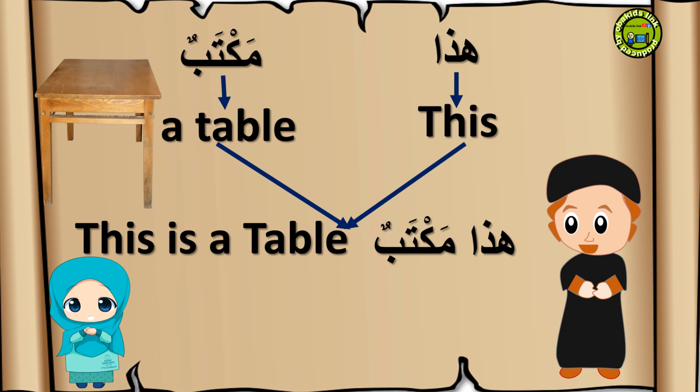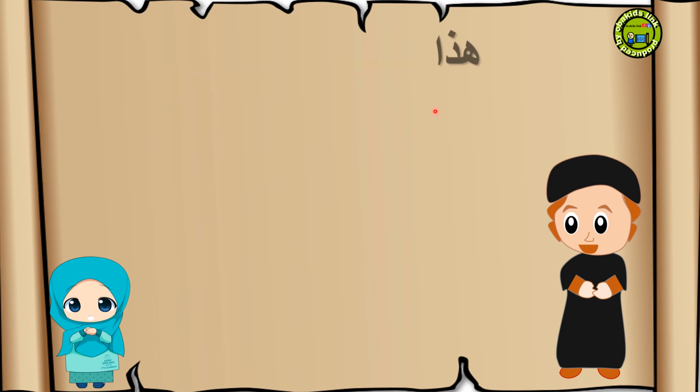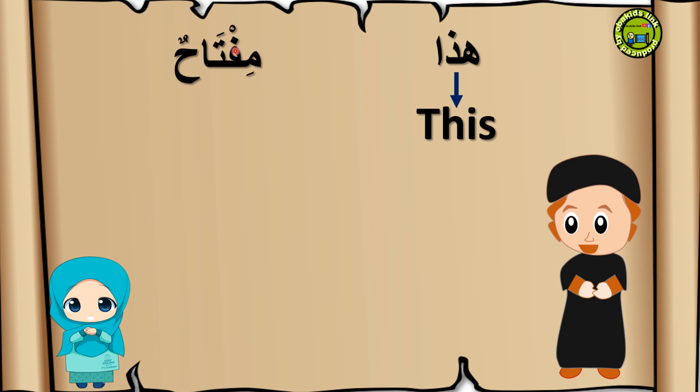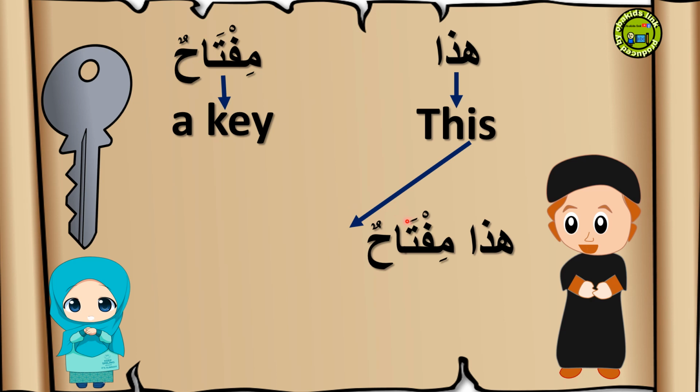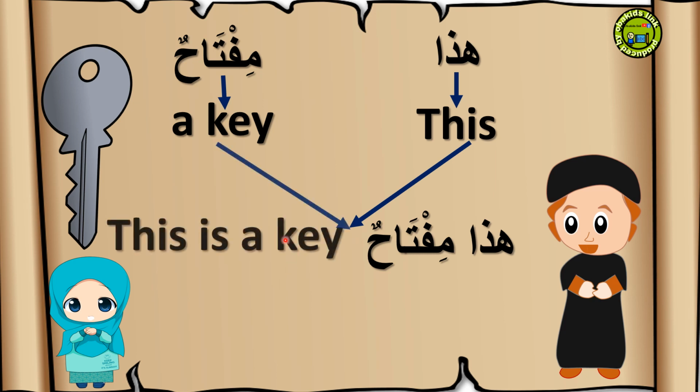Let us move on to another example. This is هذا. هذا means this. This is مفتاح. مفتاح means a key. Now if we combine هذا and مفتاح together, it makes هذا مفتاح. Say after me. هذا مفتاح. Which means this is a key.